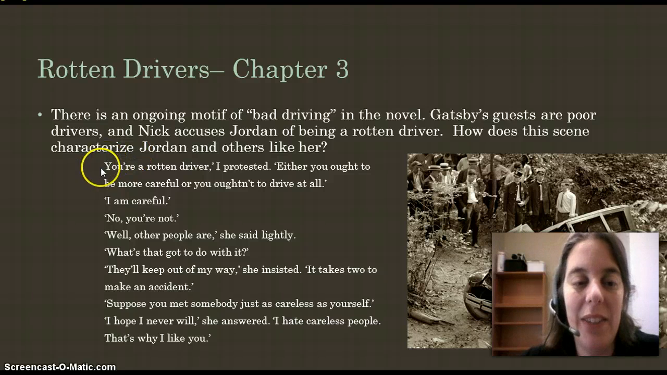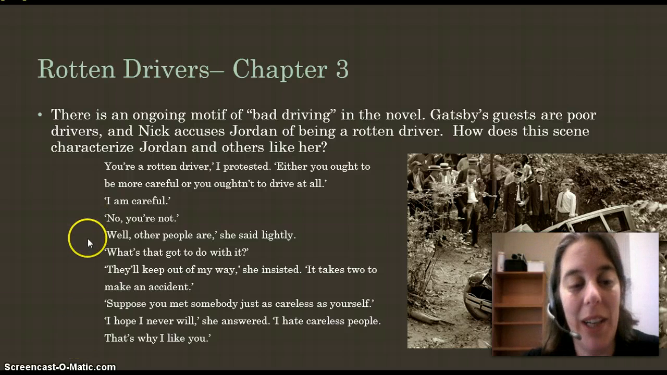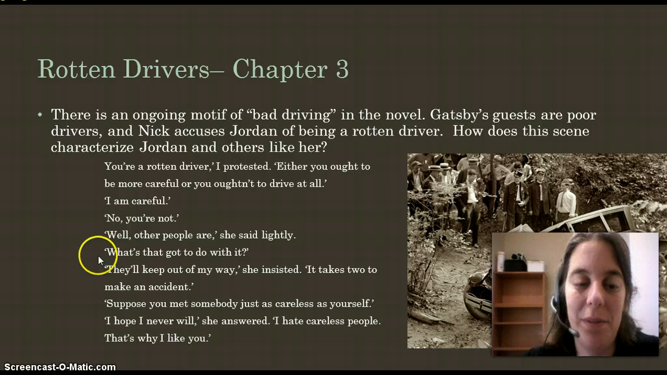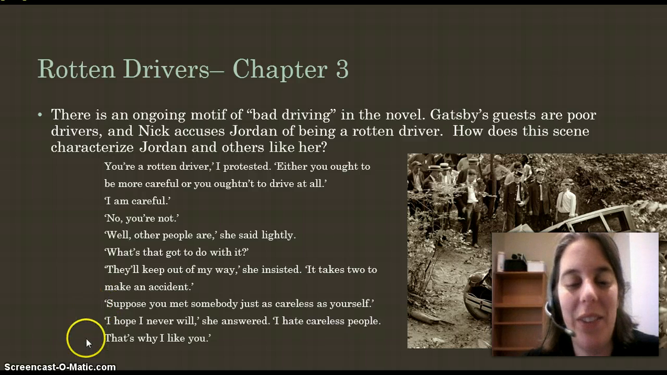He says, "You're a rotten driver. Either you ought to be more careful or you oughtn't drive at all." "I am careful." "No, you're not." "Well, other people are." "What's that got to do with it?" "They keep out of my way. It takes two to make an accident." "Suppose you met someone just as careless as yourself." "I hope I never will. I hate careless people. That's why I like you."